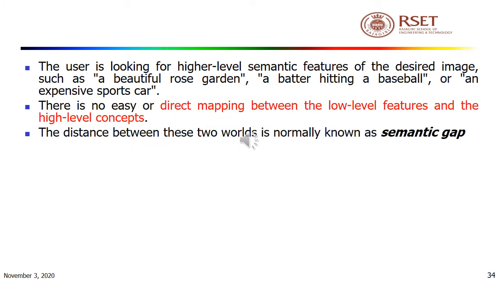The problem is the user is looking for high-level semantic features of a desired image, such as a beautiful rose garden, a batter hitting a baseball, or an expensive sports car. So there is no easy or direct mapping between the low-level features and the high-level concepts. The distance between these two worlds is normally known as the semantic gap.